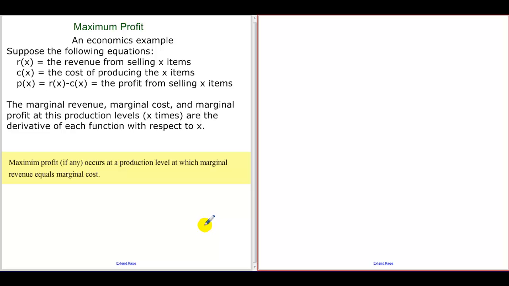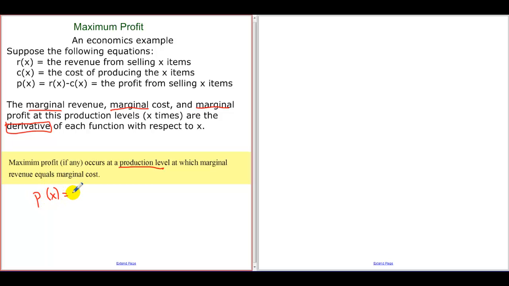Okay, so we have a revenue equation from selling x amount of items. The cost is the cost of producing them, and our profit is from selling x items. Now the marginal revenue, marginal cost, and marginal profit are the derivatives of each one of those functions. Maximum profit occurs at the production level in which the marginal revenue, so the derivative of revenue, equals the derivative of cost. So let's look at why that is for a super quick second.